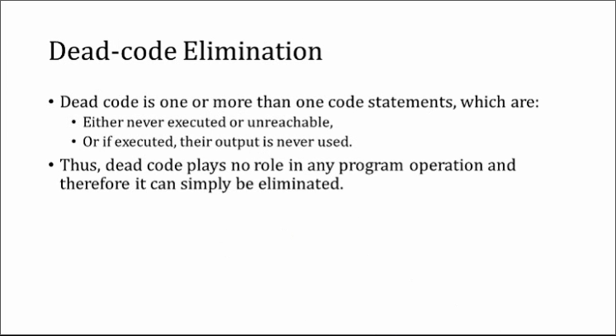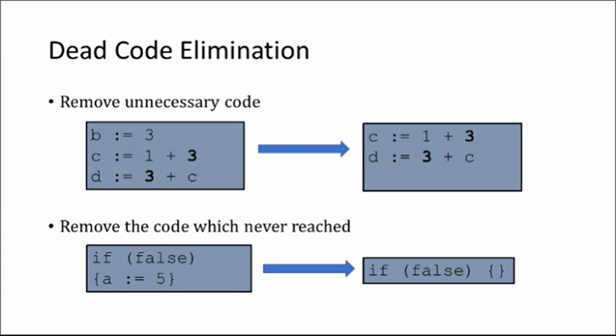The next interesting part is dead code elimination. Generally, many times we write code in such a way that the code will never get executed. That is called dead code. Dead code is one or more pieces of code which are either never executed or unreachable, and if they are executed, their output is never used. That's why dead code plays no role in our program, and that's why we can easily eliminate it.